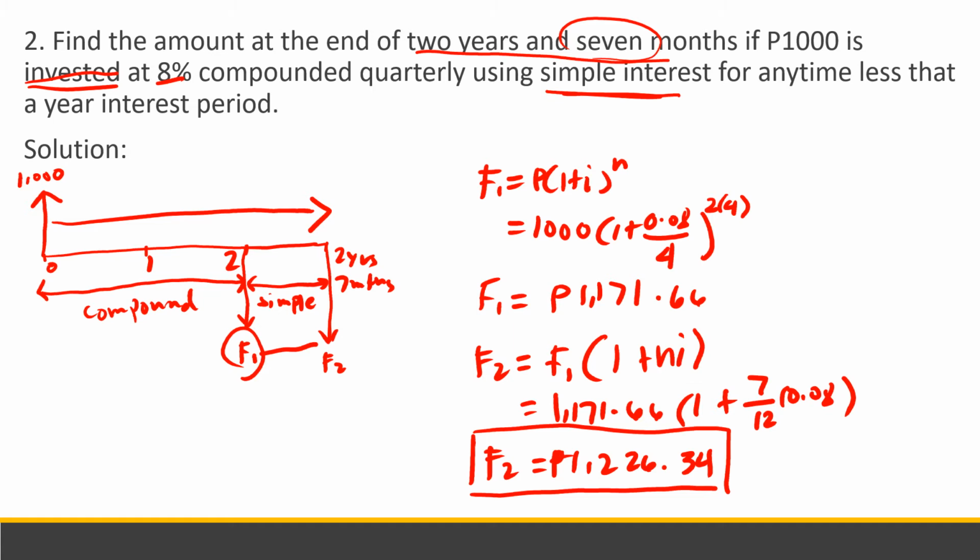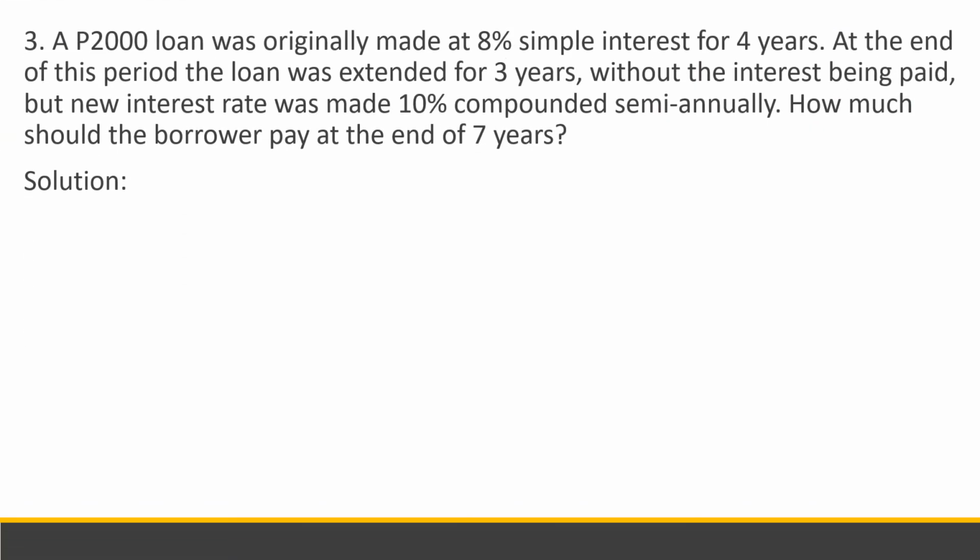So yung 1,000, yung F1 is the amount na naging nung 1,000. Then yung F1 na naman is i-move natin dun sa 2 years and 7 months. So naging 1,226.34 na siya. So that is how you solve compound interest or yung may mga iba-ibang interest na problem. So that is why kailangan talaga natin ng yung cash flow diagram para mas maintindihan natin yung sinosolve natin na problem. Okay, so next problem.